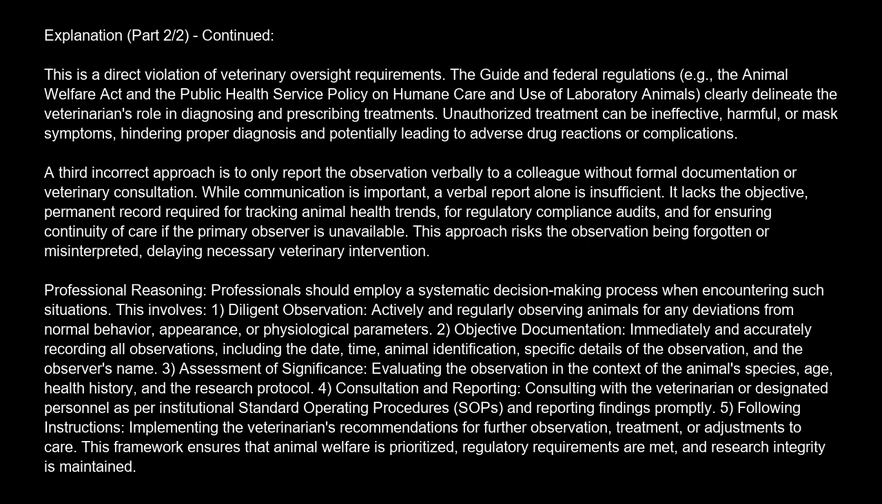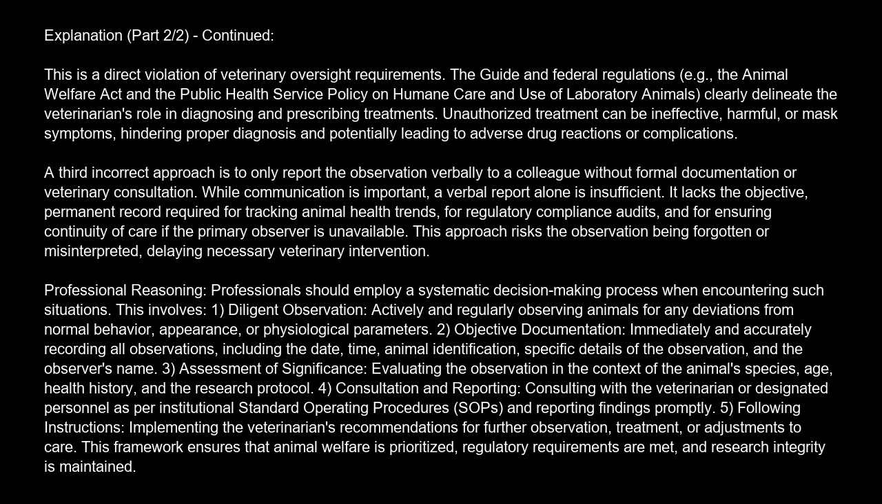A third incorrect approach is to only report the observation verbally to a colleague without formal documentation or veterinary consultation. While communication is important, a verbal report alone is insufficient. It lacks the objective, permanent record required for tracking animal health trends, for regulatory compliance audits, and for ensuring continuity of care if the primary observer is unavailable. This approach risks the observation being forgotten or misinterpreted, delaying necessary veterinary intervention.